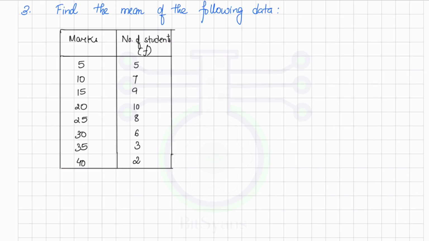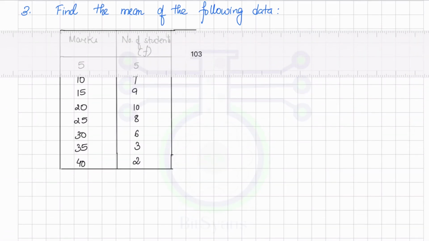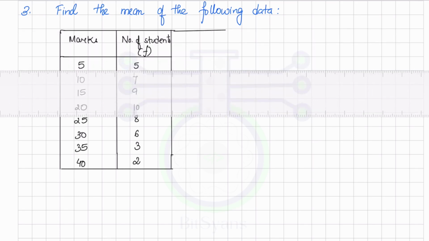Find the mean of the following data. The marks are given as 5, 10, 15, 20, 25, 30, 35, 40, which is our x. And the number of students are the frequency. That is 5, 7, 9, 10, 8, 6, 3, 2.